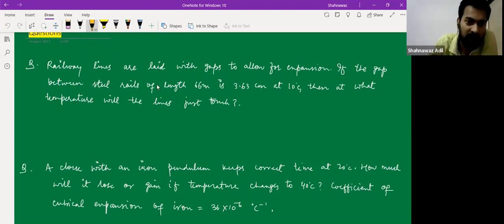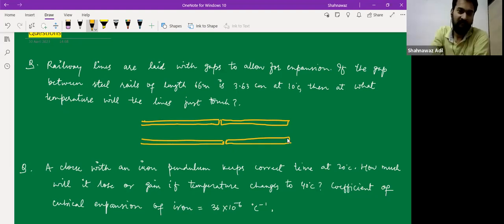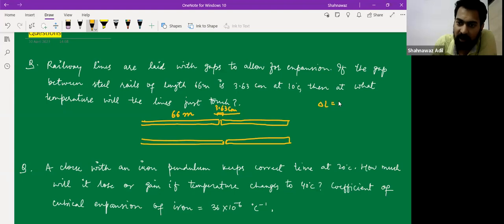Railway lines are laid with gaps to allow for expansion. So these are railway lines, right? This is a railway line up to this length, and these are some gaps here. If the gap between steel rails of length 66 meters, so this length is 66 meter, and the gap is 3.63 centimeter, so this delta L is given, 3.63 centimeter, and your length is given, 66 meters, right? And the temperature is given, 10 degrees C.